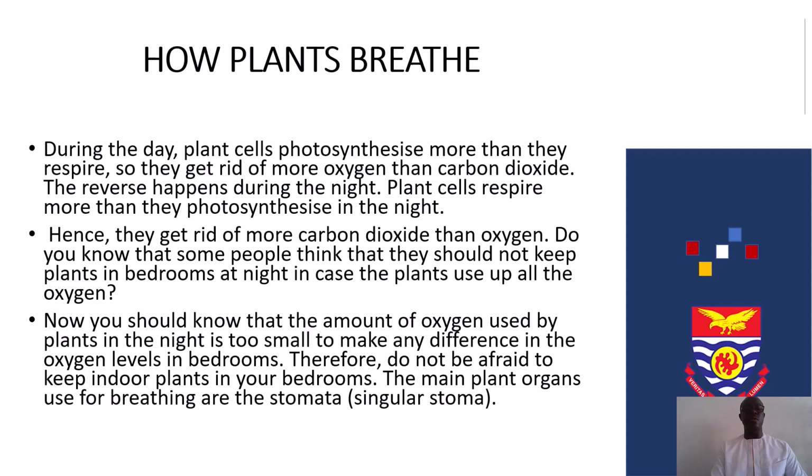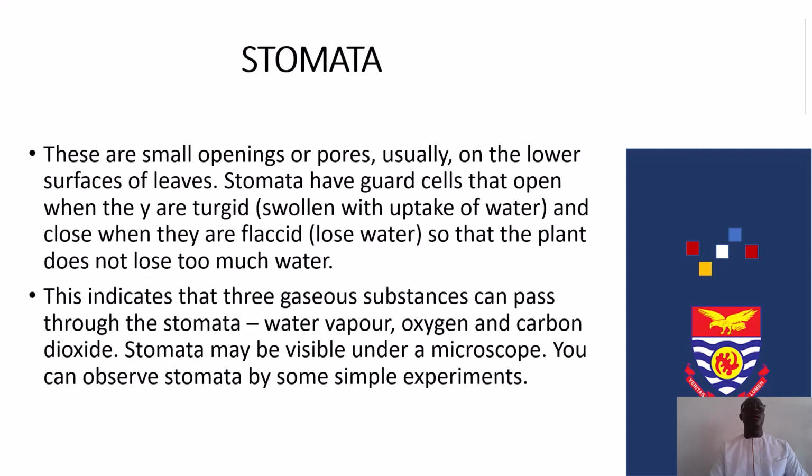The main plant organ used for breathing are the stomata. The stomata, or stoma, are small openings or pores, usually on the lower surfaces of leaves. Stomata have guard cells that open when they are turgid, that is swollen with uptake of water, and close when they are flaccid, that is when they lose water, so that the plant does not lose too much water. This indicates that three gaseous substances can pass through the stomata: water vapor, carbon dioxide, and oxygen.